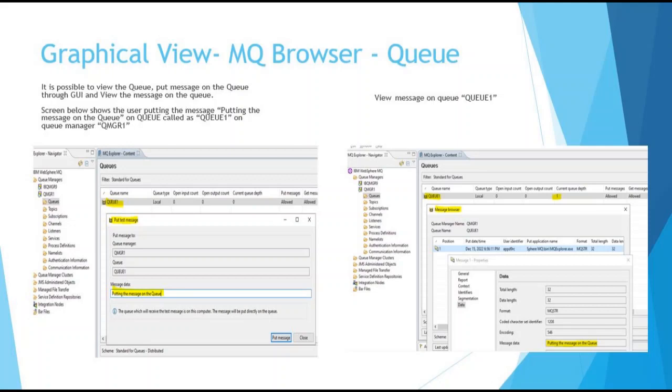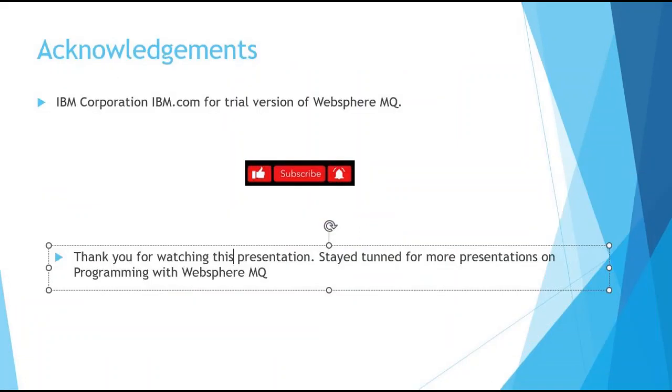In this presentation, we can have a look at the MQ browser screenshot wherein we can see the queue manager, queue, and how we can put a message on a particular queue. The left hand side screenshot shows that we are going to put a message called putting the message on the queue, and we are going to put it in the queue manager QMGR1, and the queue name is Q1. And on the right hand side, we can see how we can browse the message on a particular queue after we have put it on the queue.